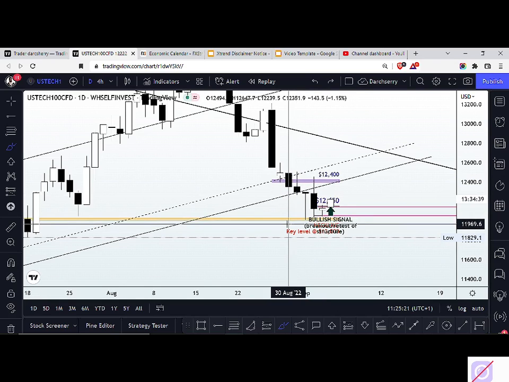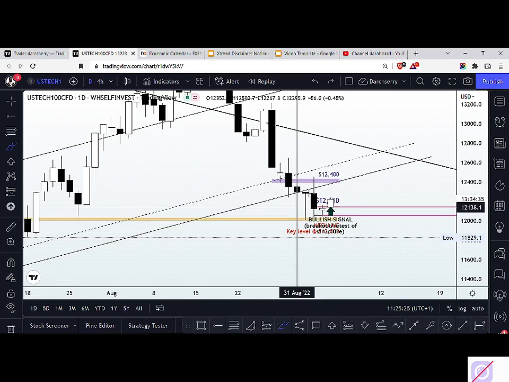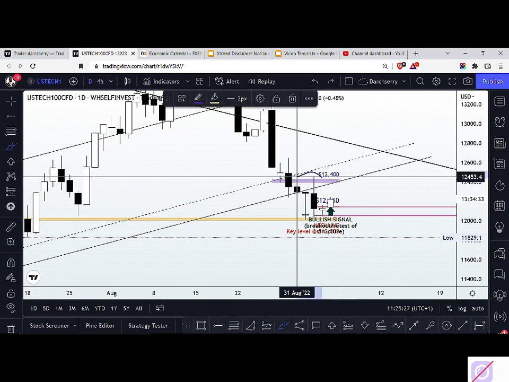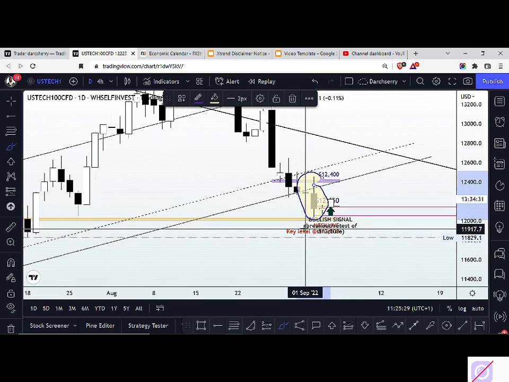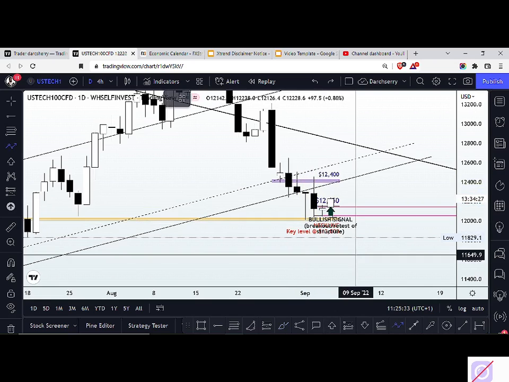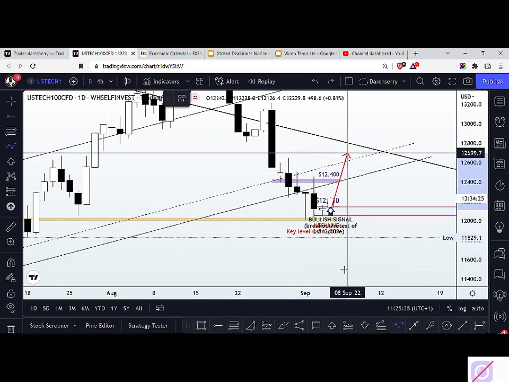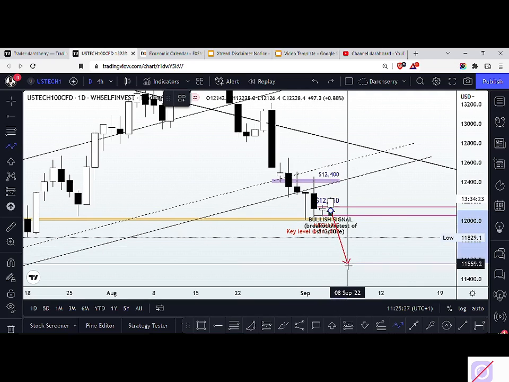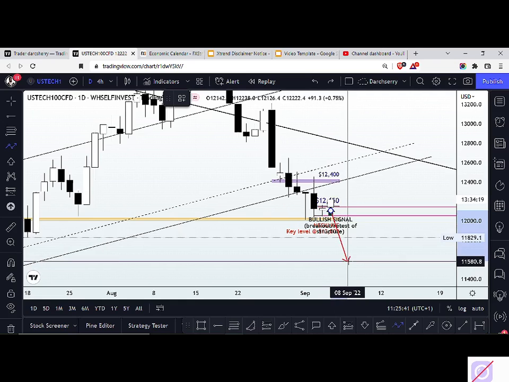So right now, what we don't know is whether this breakdown of the ascending channel is a false one that will later reverse back to the upside, or whether we are going to have a trend continuation to the downside from that point, that is, the breakdown is confirmed and valid.